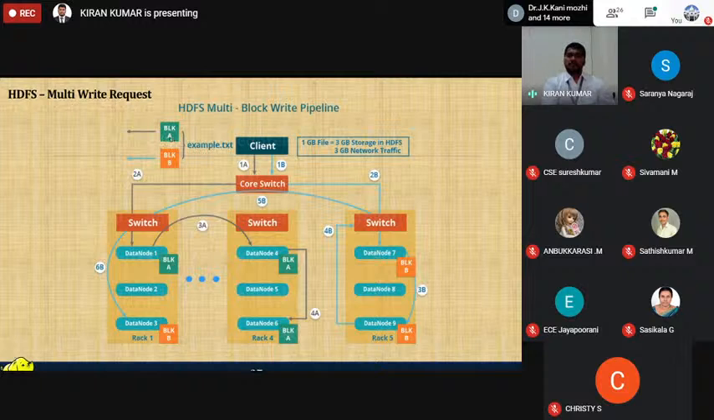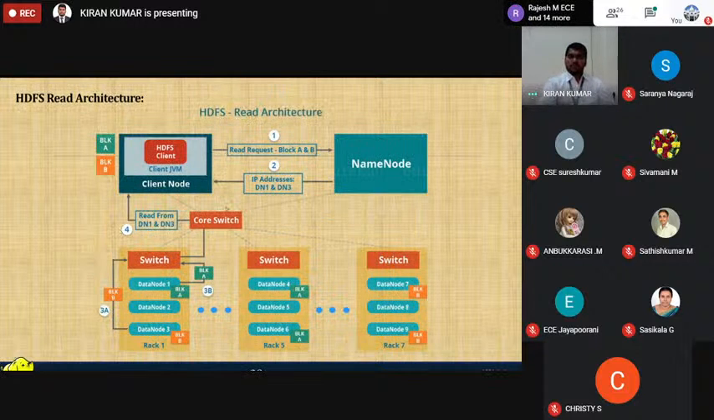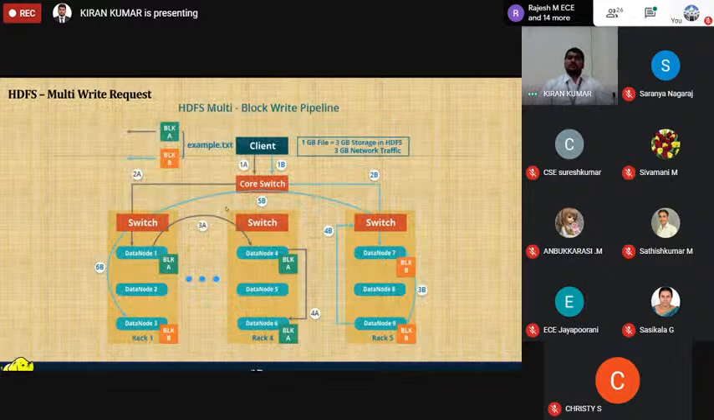So here we have block A and block B, and the client gives a request to the name node to store both the blocks. The name node responds back with the data node number and IP address, and the client starts fixing the path, copying the file, streaming, replication, and finally shutting down the pipeline. If you observe this diagram, you can easily understand the steps I've given.